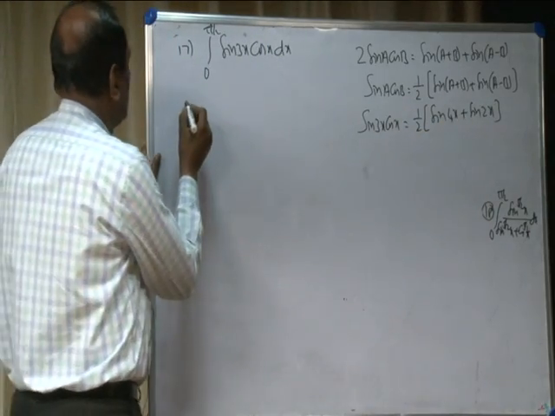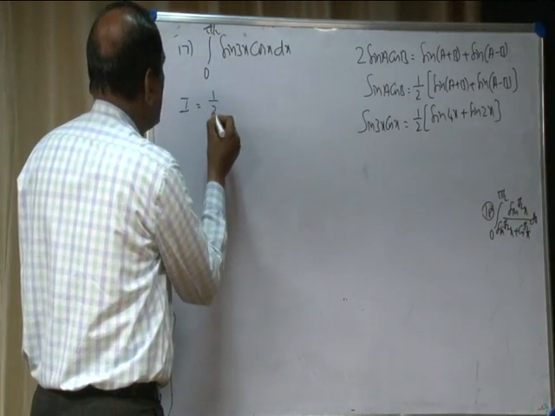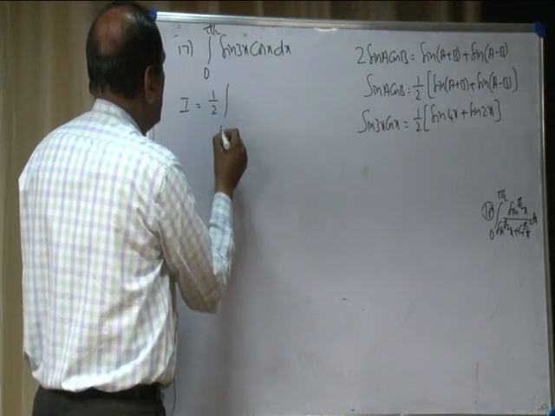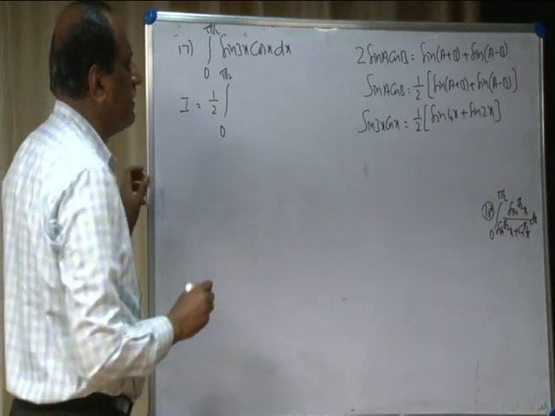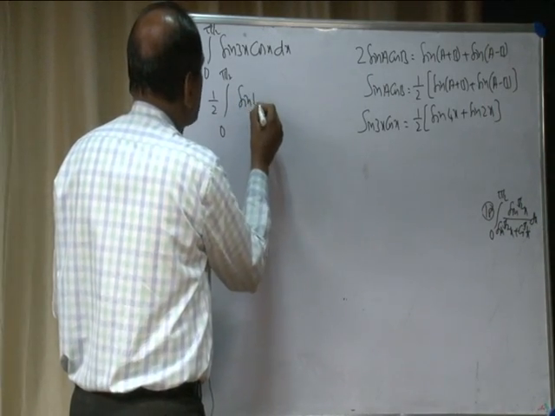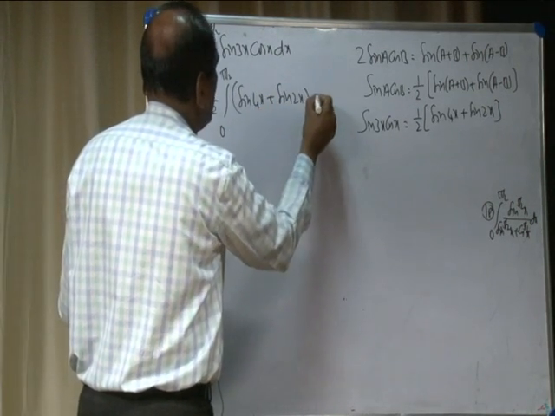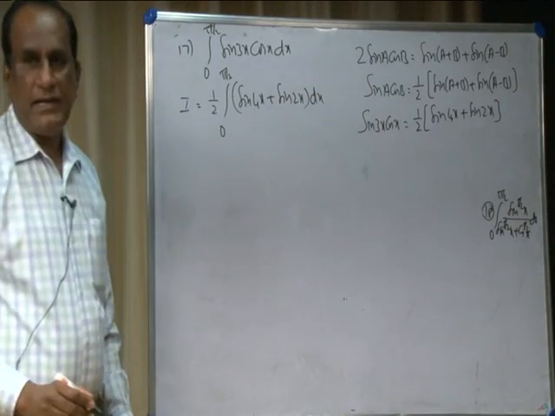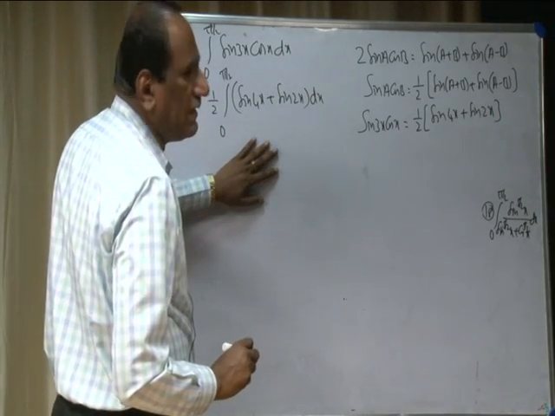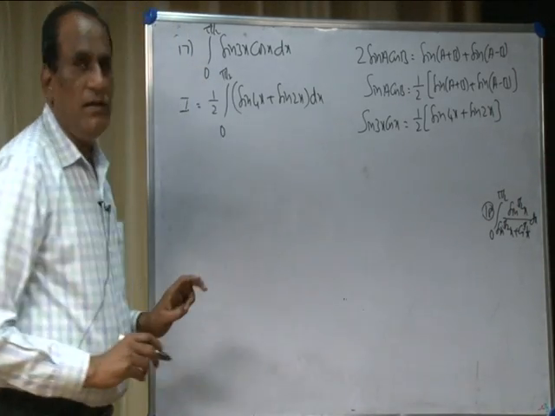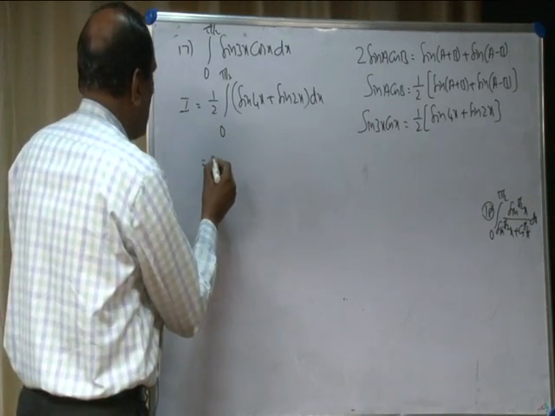So the given integral I is equal to, half being a constant, outside the integral sign, half into the integral from 0 to pi by 2 of (sin 4x plus sin 2x) dx. Now, integrate term by term. After integration, apply the upper limit and lower limit. Half is a constant that applies for both the terms.